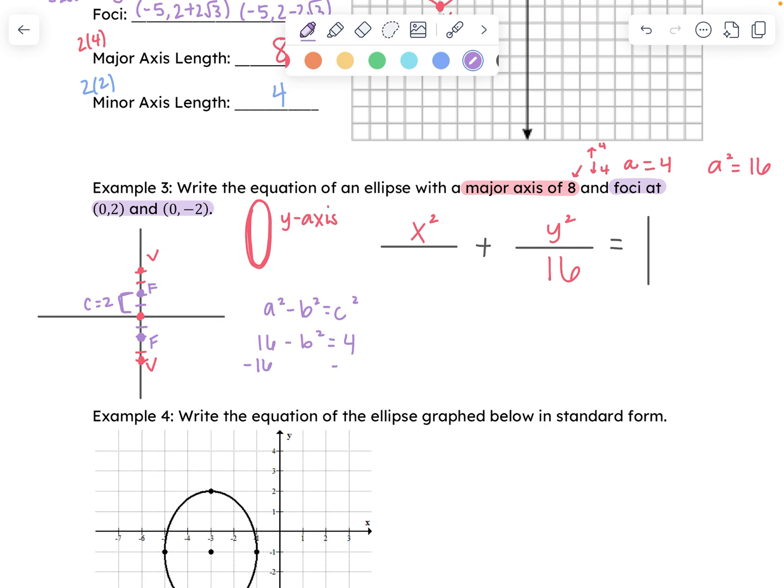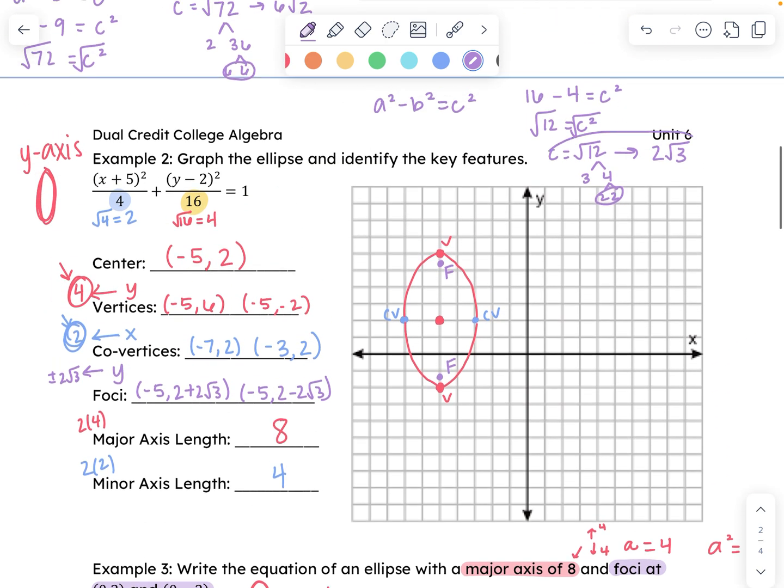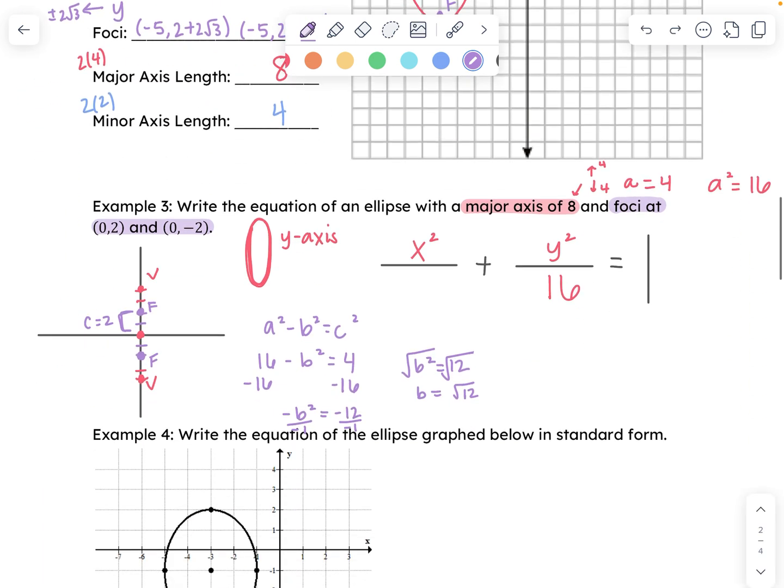So I'm going to subtract 16 from both sides. So negative b squared is going to be negative 12. Divide both sides by negative 1. So b squared is 12. And square root it. So b is the square root of 12. We need to break that down, but luckily we already did it up here. The square root of 12 breaks down as 2 square root of 3. But same thing, that really doesn't matter because remember right here, we just need what b squared is, which is that 12.